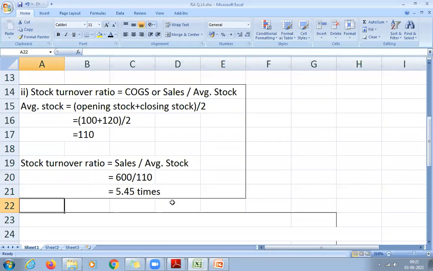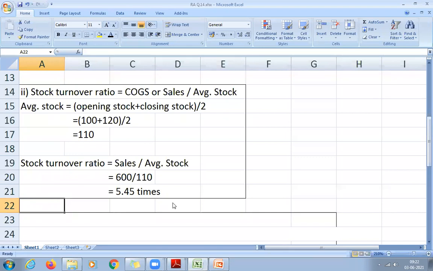I think it is fine because anything above 5 is good, because they're able to convert the stock into finished goods and they're able to sell it in the market. So the stock turnover is 5.45 times out of 10. So it is a good number. Okay, so 5.45 is good.